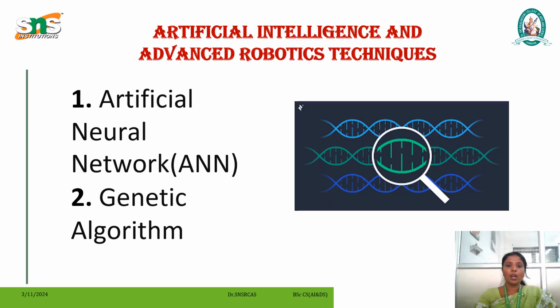Next, we see artificial intelligence and advanced robotic techniques. Here we are using some of the techniques. We will see them one by one. The first one is the artificial neural network. We start with object recognition. We need our robot to recognize objects and then classify them as either a toy to be picked up or not a toy to be left alone.